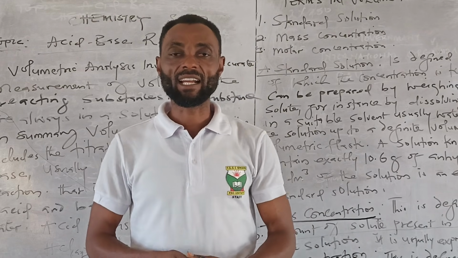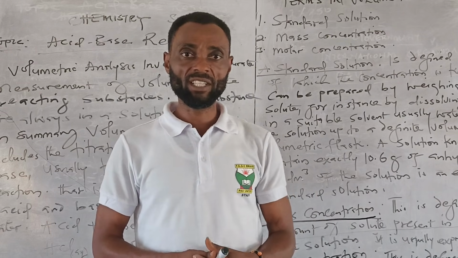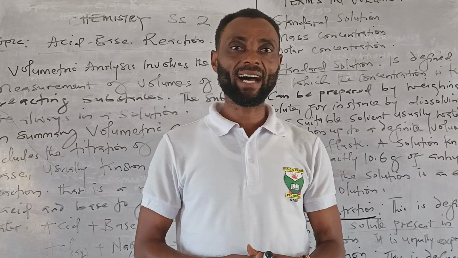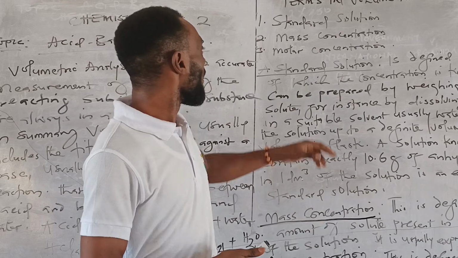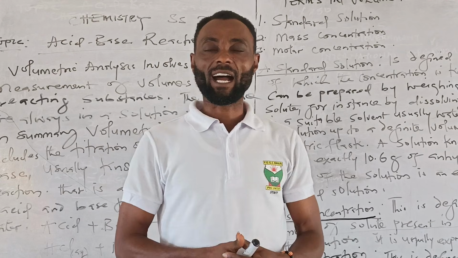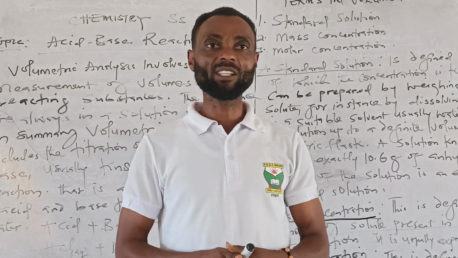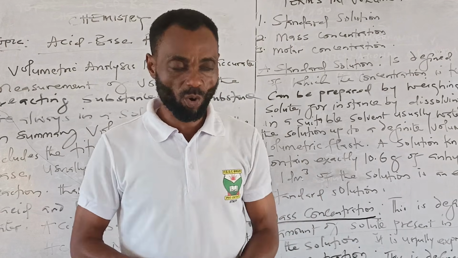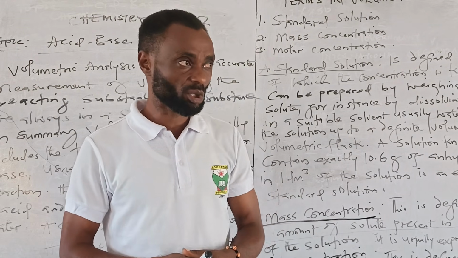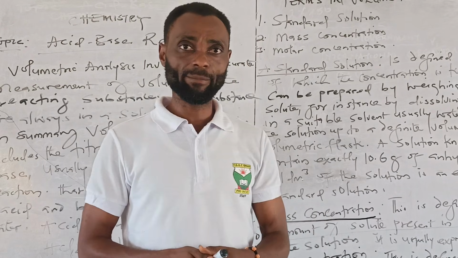Now, the second one is mass concentration. Mass concentration can be defined as the amount of solute present in a given volume of the solution, and it is usually expressed in grams per dm cube. Then we have the molar concentration. The molar concentration can also be defined as the number of moles of solute present in a given volume of a solution, and this is also expressed in mole per dm cube.